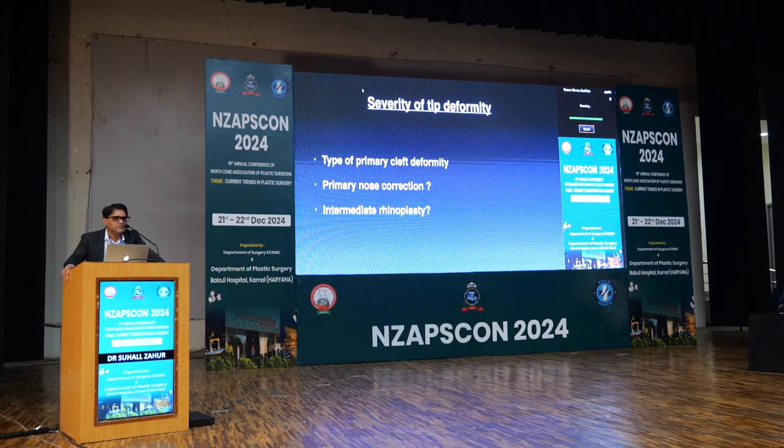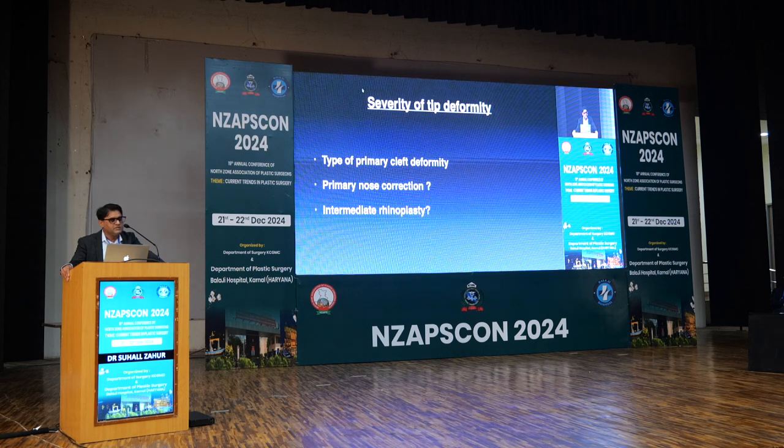So once we are planning on managing such deformities in cleft patients, we need to ask ourselves 3 questions. First is the type of primary cleft deformity, like Dr. Atul just referred to now, like have we done something to the nose at the time of primary repair? Primary nose correction was done or not? What was the severity of the nose, the lip, whether it was incomplete, complete, unilateral, bilateral? And what if subsequently something was done at the time of intermediate rhinoplasty, preschool rhinoplasty?